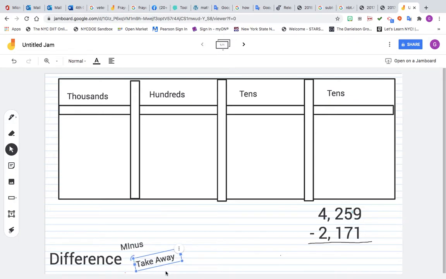So again, our focus today is finding the difference, not the sum, the difference. Because we know that the sum is what you will get when you add two numbers together. Today we're doing the opposite of addition, which is subtraction. So therefore we're finding the difference.